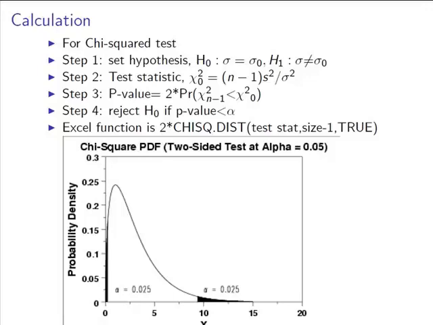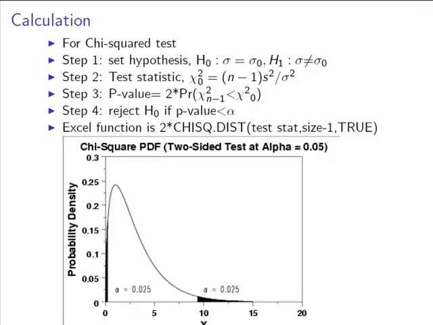Then, for the chi-squared test, step 1 is we need to set the hypothesis. Step 2 is to calculate the test statistic chi-square, which is equal to n minus 1 times s squared over sigma squared. After that, step 3 is to calculate the p-value, which is equal to 2 times the probability of chi-square n minus 1 smaller than the test statistic. Finally, reject the null hypothesis if the p-value is smaller than alpha.